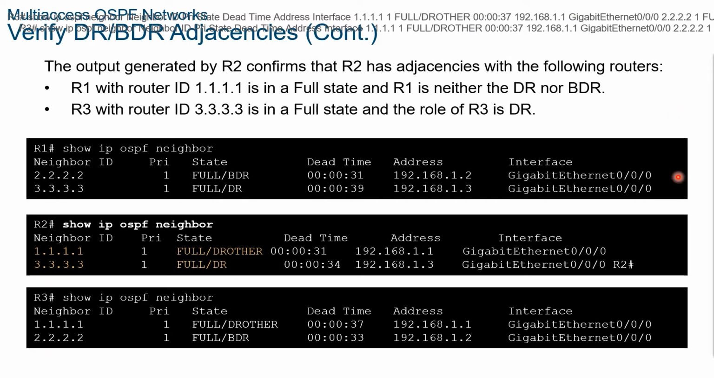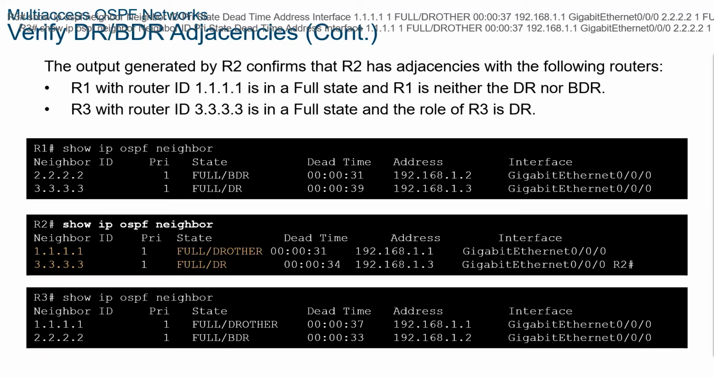All right. So next would be R1 adjacencies. The output generated by R1 confirms that R1 has adjacencies with the following routers. That would be R2 with router ID 2.2.2.2. This is in full state, and the role of R2 is BDR. All right. Next would be R3, with router ID 3.3.3.3. Okay, so this is in full state, and the role of R3 is DR.